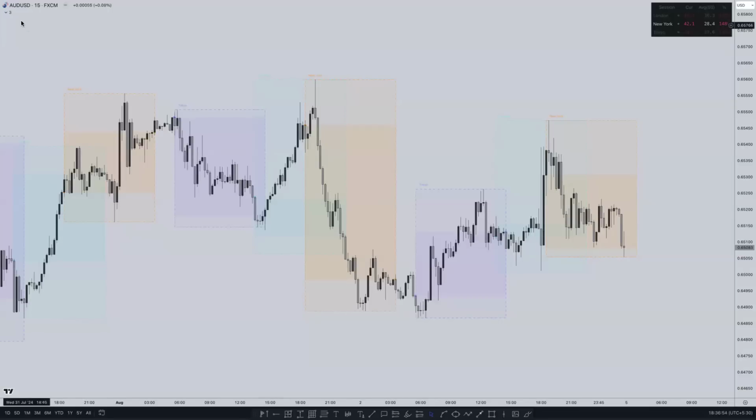What indicator to use? This is an indicator of the market sessions. MKT sessions, like this.